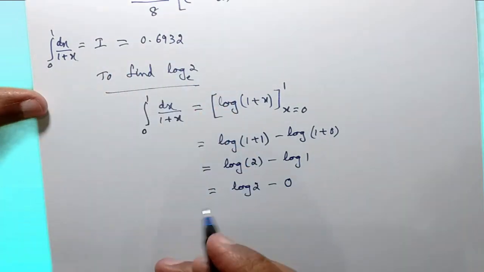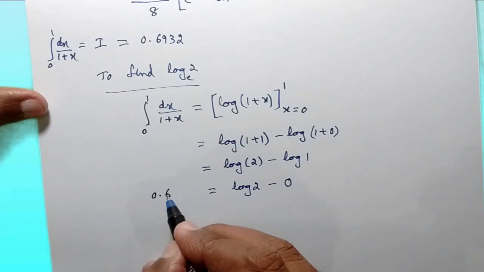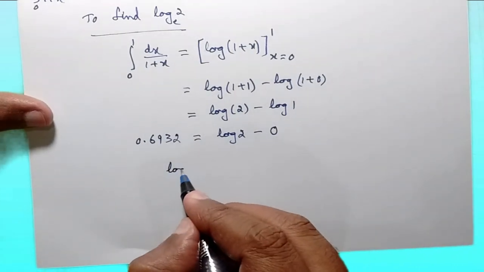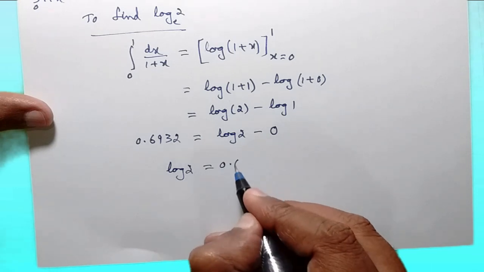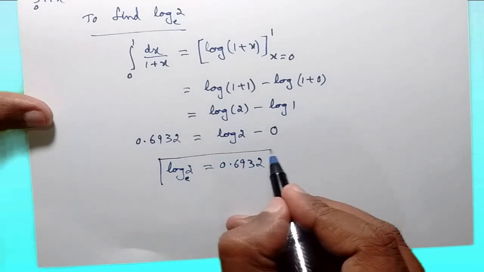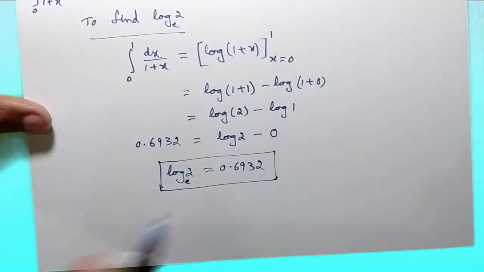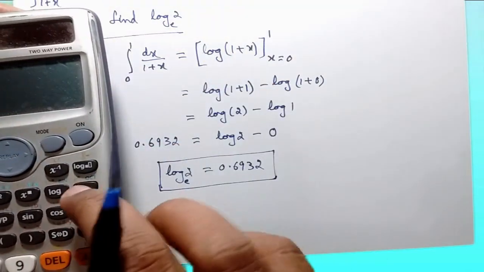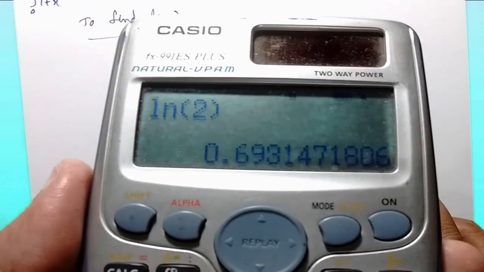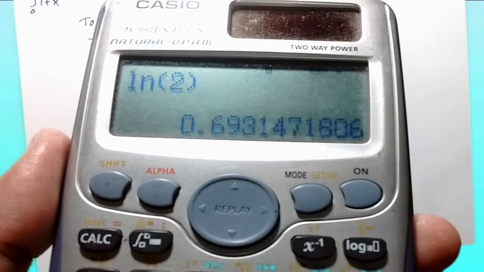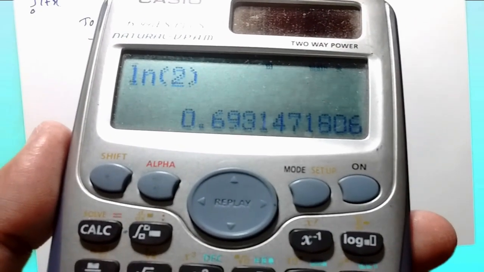So can I replace this integral as 0.6932 using this result? So integral value will become 0.6932. So this represents your log 2. So log 2 will be equal to 0.6932, and this is to the base e. So I have got the value of log. Because it is to the base e, you have to use ln of 2. So ln of 2, can you see 0.6932? You can verify from the calculator. So using calculator also you are getting the same result, and using this method also you are getting the same result. That means our solution is correct.